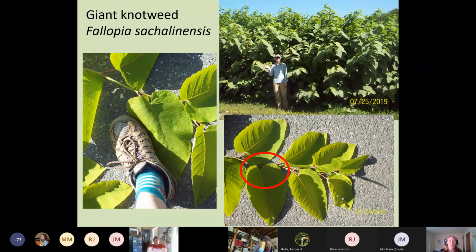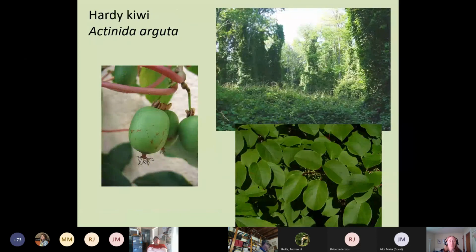And I'm just making a note to myself to make sure. I'm pretty sure we have that as a species in iMapInvasives, but I will check that out and add it if it's not there. Again, this is much less common than Japanese knotweed, but occurs sporadically in the state. I'm going to turn it back over to Rebecca to talk about hardy kiwi.